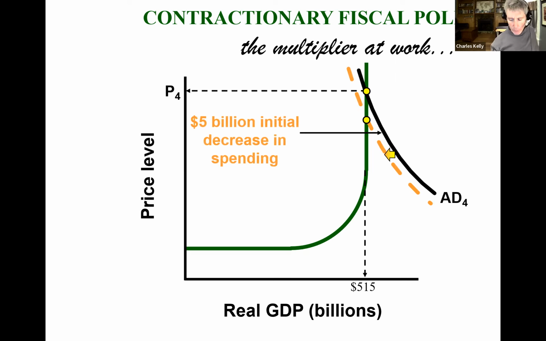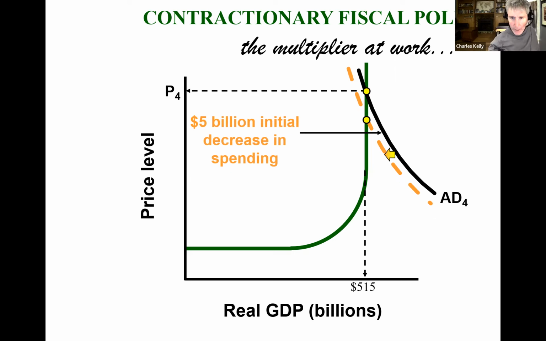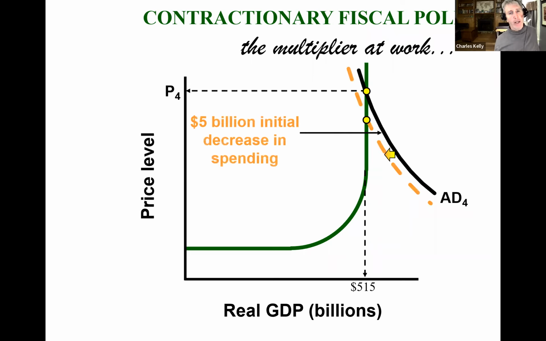And the multiplied effect would be totally 20 billion, assuming that the marginal propensity to consume is 0.75 and the multiplier is 4. Again, I'm just using these numbers because they're the ones in the textbook. So the government can cut spending. The government could also use the tax lever, increase taxes, take money out of people's paychecks. Less money available means a decrease in aggregate demand, and then a total decrease in aggregate demand after the multiplier effect.